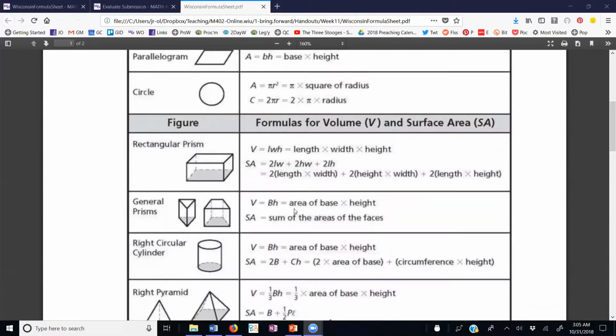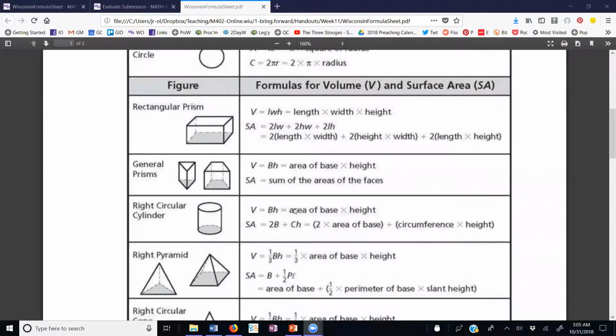On the other hand, when we get down here to a prism and we want to find the volume of a prism, we're going to take base times height. But this base now is the area of the base, and we're going to be using the capital letter B. In a similar manner, the prism actually acts very similar to the cylinder. It's base times height, but it's the area of the base.